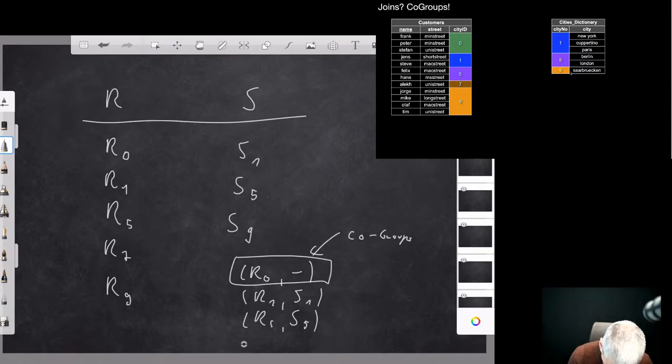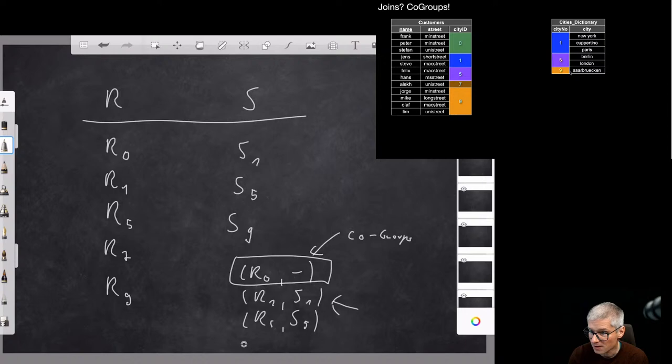So here's a cogroup, for instance, that contains all tuples from R having R.x equals 1, and all tuples from S having S.x equaling 1. And now what? How do I compute the join? That's my question.